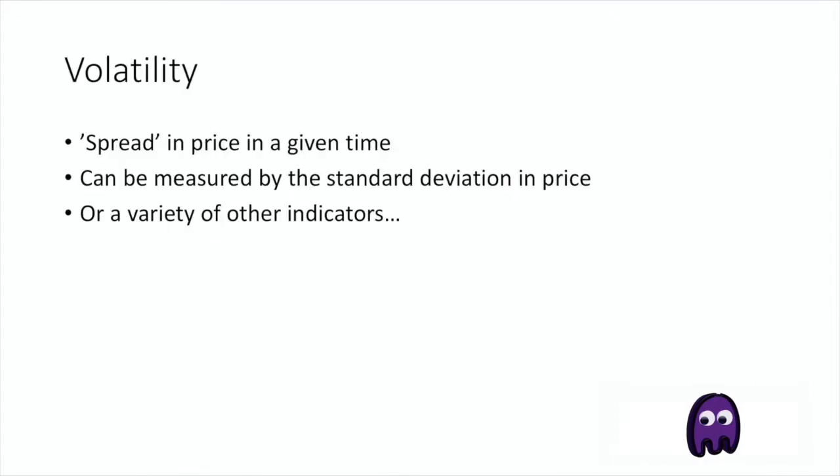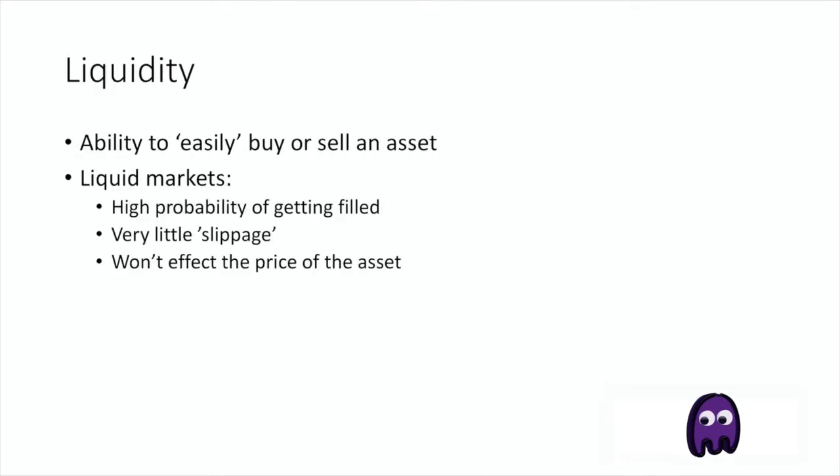Volatility. We recall that volatility is a spread in price over a given time period. It can be measured by the standard deviation in price or a variety of other metrics, such as the ATR. Again, we recall liquidity is the ability to easily buy or sell an asset. In liquid markets, we have a very high probability of getting filled. We have very little slippage, or if I enter at a market order, I expect to be filled somewhat near the market price. And the fact that our trade won't affect the overall price of the asset.